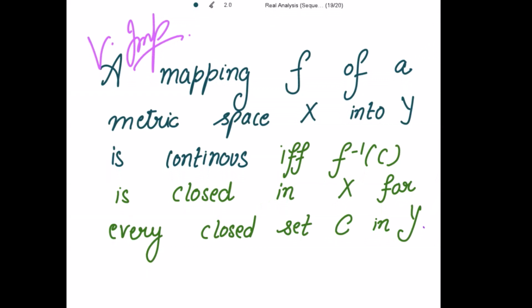This is also a very important theorem. A mapping F of a metric space X into Y is continuous if and only if F inverse C is closed in X for every closed set C in Y.